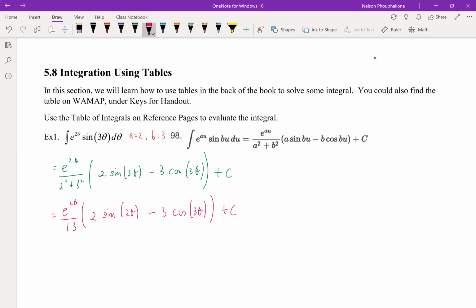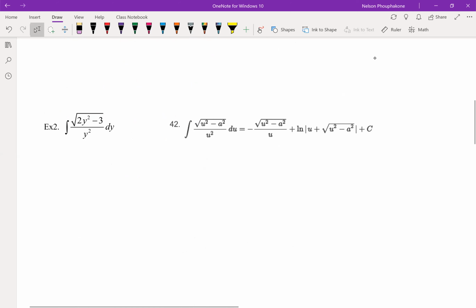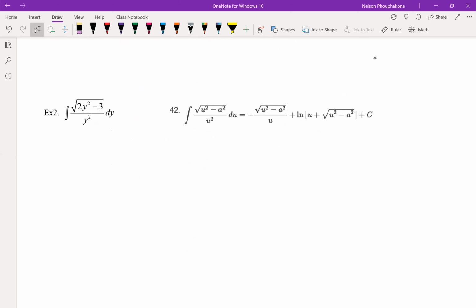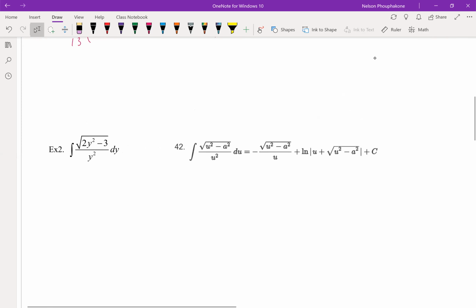Now of course, some problems are not that easy. For example, our next example: I would like to integrate the square root of 2y squared minus 3, over y squared. When I look at the table, number 42 seems really similar to what we have here. Now think about this: what should I let u equal to? In this case, I would like to let u equal the square root of 2 times y.